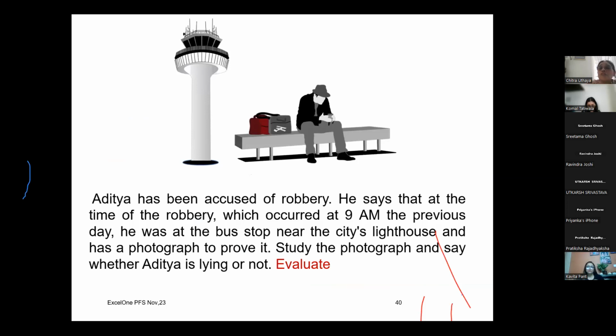Aditya has been accused of robbery. He says that at the time of the robbery, which occurred at 9 a.m. the previous day, he was at a bus stop near the city's lighthouse and has a photograph to prove it. Study the photograph and say whether Aditya is lying or not. So instead of asking questions like, when will shadows be the shortest or when will shadows be the longest, you can turn it around and ask such questions. And this becomes an evaluate level question because you're making a judgment whether Aditya is lying or not.